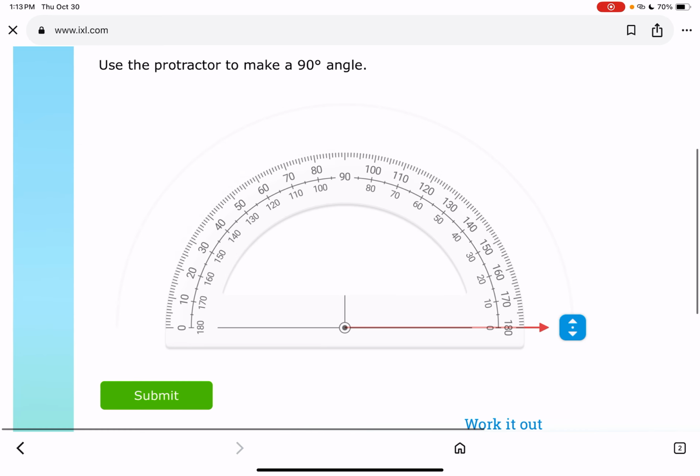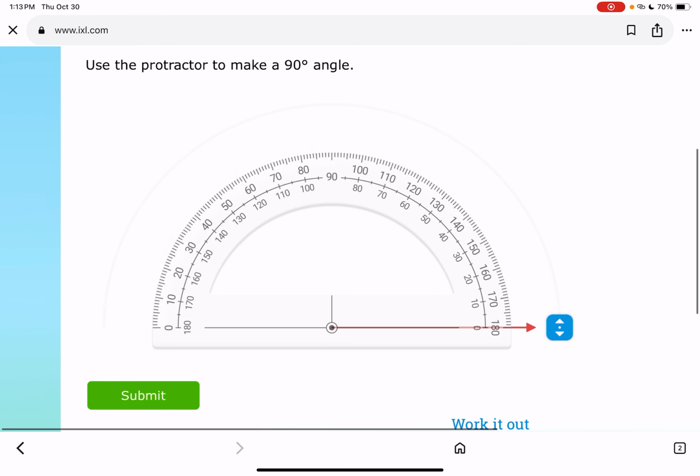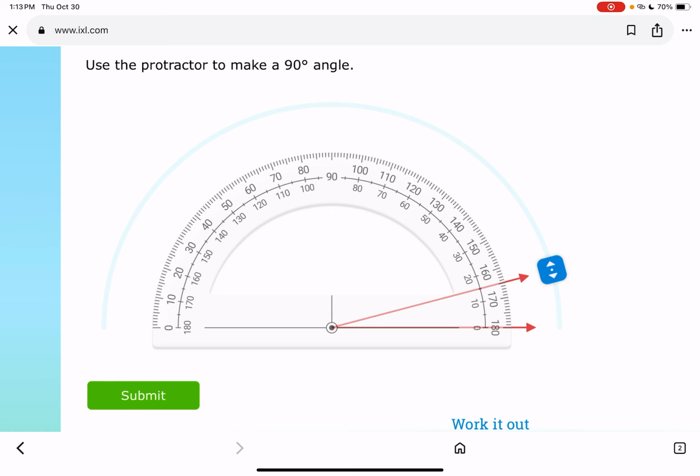So what I can see is that my center point is right in the middle, and I am going to move this ray up until I get to 125. Which should be about there.